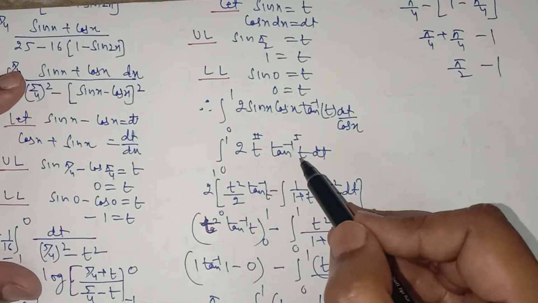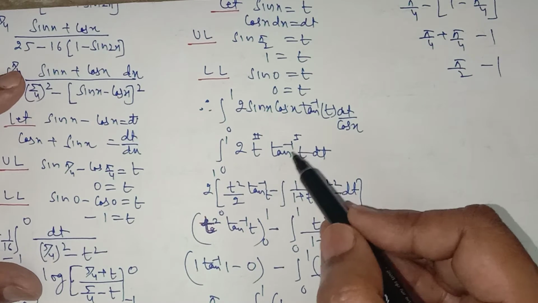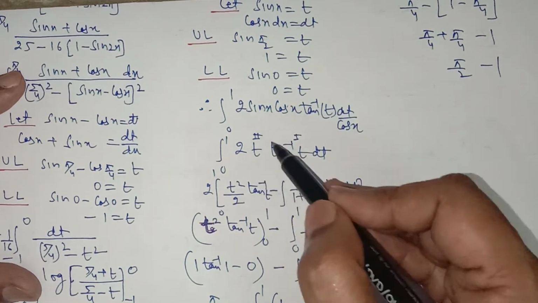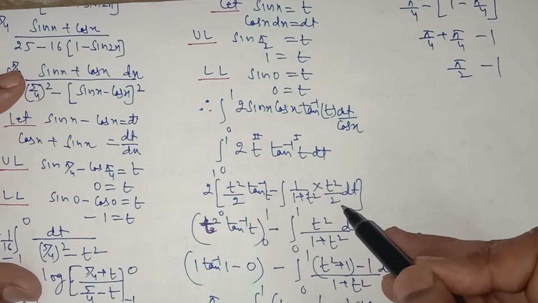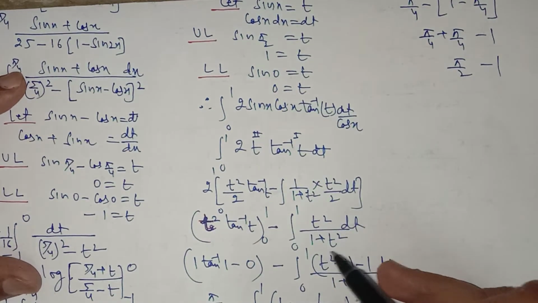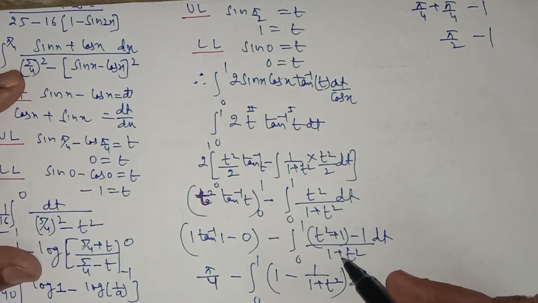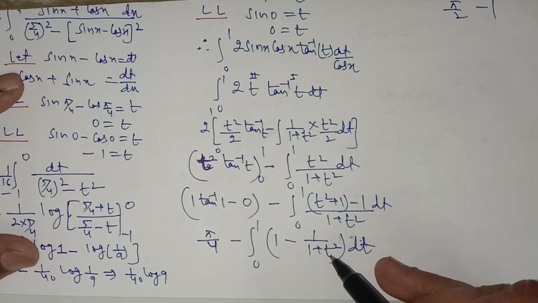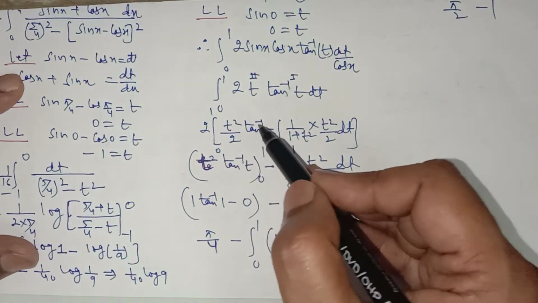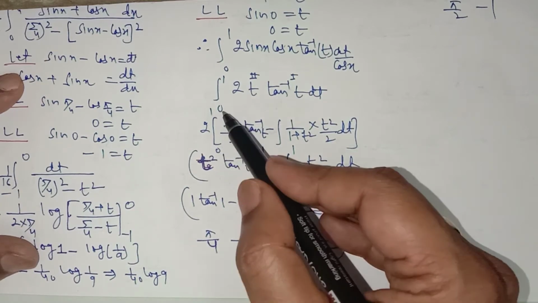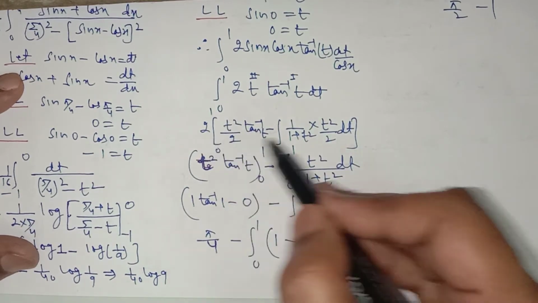You know how to integrate by parts. This is the first function, this is the second function. So first function as it is, integration of second, minus derivative of first into the integration of second, which is t square upon 1 plus t square. Adding and subtracting 1, so 1 plus t square divided by this equal to 1, and 1 upon 1 plus t square, which is tan inverse t. You can find the upper limit and lower limit for this part, 0 to 1, arranging this 2 with this.